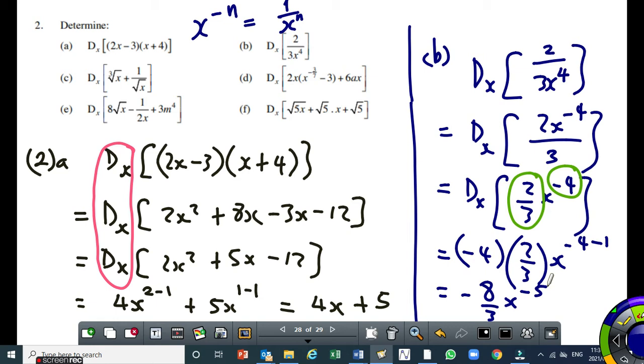If you want, you can convert that negative exponent to a positive one by taking that x back to the denominator, and its exponent becomes positive. But we can leave it like that. All right? Then let's move on to the one with the square root. Okay, that's C. The one with the square root.